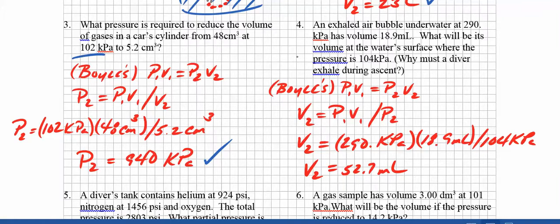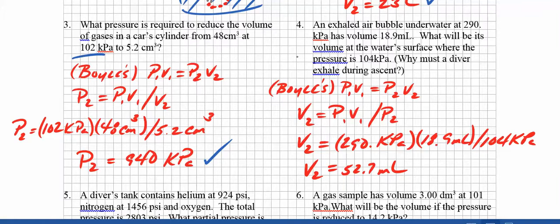Remember, again, the inverse relationship between the pressure and the volume. Temperature, remember, is remaining constant throughout these Boyle's Law problems. We're going to make that assumption for now. But Boyle's Law says that P1 V1 is equal to P2 V2. So V2 then is equal to P1 V1 divided by P2. So let's plug in. V2 is equal to 290 kilopascals times V1, which is 18.9 milliliters, divided by 104 kilopascals. When we do the calculations, to the correct number of significant digits again, we get 52.7 milliliters.